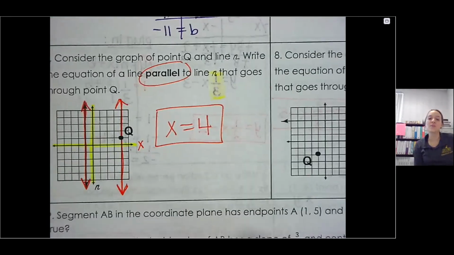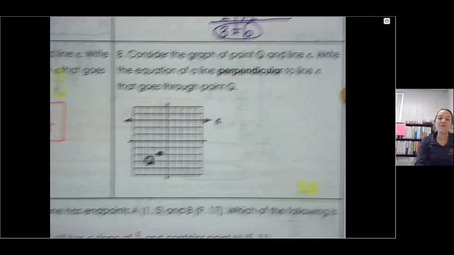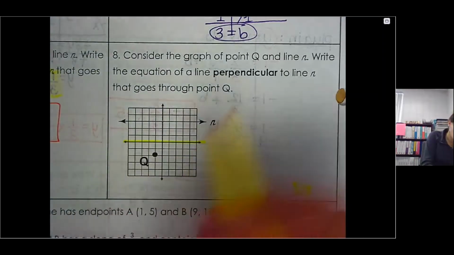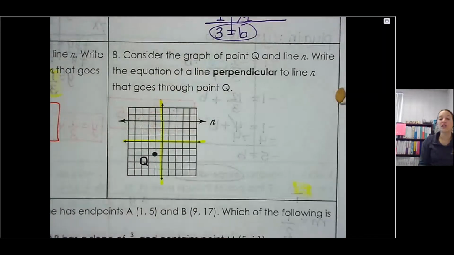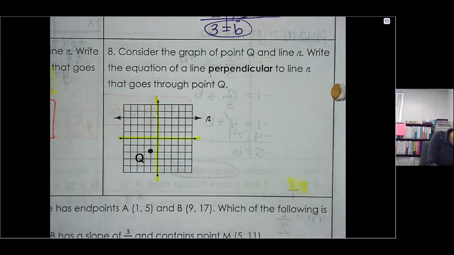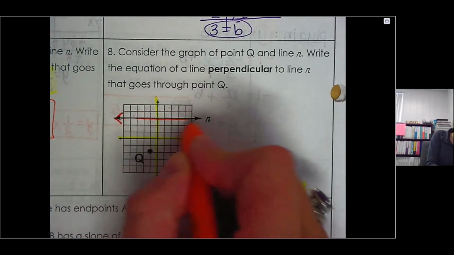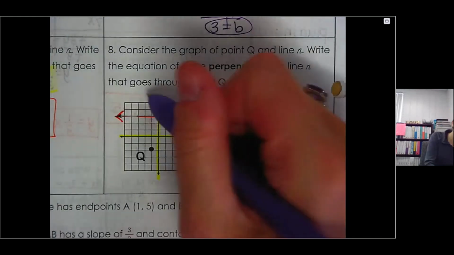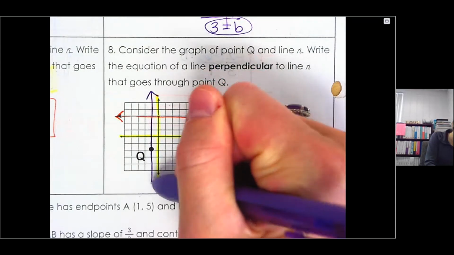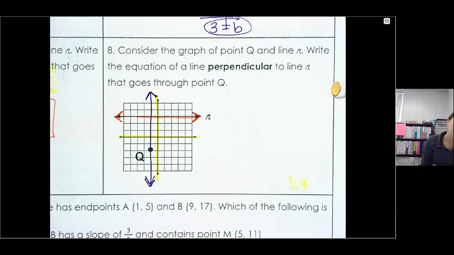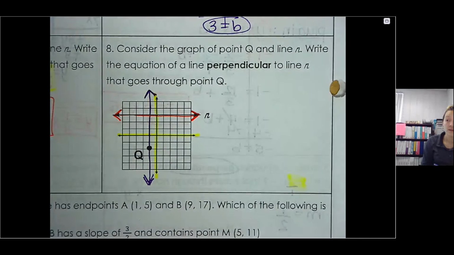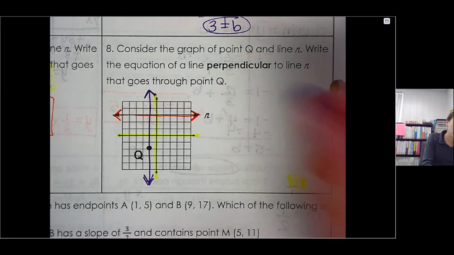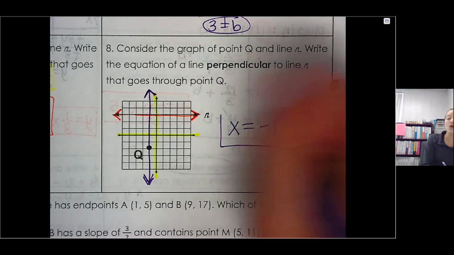So the last one, number 8, says consider the graph, and you want it to be perpendicular through point Q. So here's line N. It's horizontal. If yours is perpendicular, it should be a vertical line. What's the equation of this line right here? -1, -2. That's a point. That's not the equation of a line. X equals -1. It's just where it crosses the X axis.